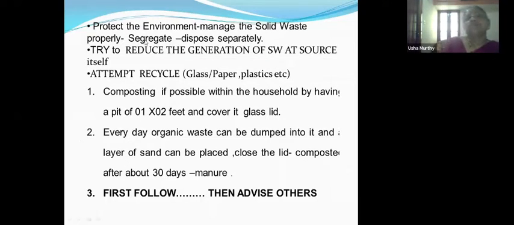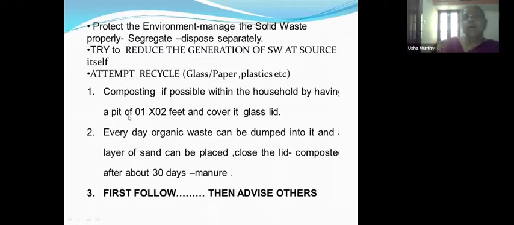So the first step is segregate, and dispose of each of these things separately. Try to reduce the generation of solid waste at source. Every individual should have the awareness to reduce the generation of solid waste at the source itself, maybe at their house individually. Then attempt to recycle. Glass, paper, and plastic can be recycled. They can be stored separately and then given to the people who aim at this recycling. So one half of the problem will be solved.